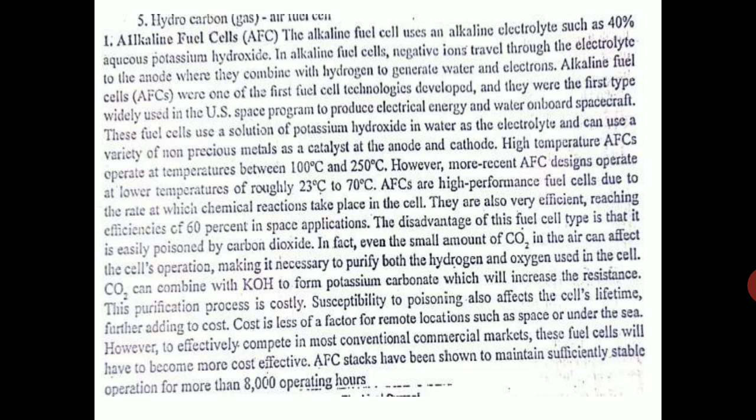However, to effectively compete in the most conventional commercial markets, these fuel cells will have to become more cost effective. As of now, the reason we don't find them in cars is that they are not cost effective. They are very expensive. I can give an example. If you are traveling by bus from Karwar to our college, 12 kilometers, you pay 25 rupees by diesel bus. If you travel by fuel cell bus, it will not cost 25 rupees. It will cost you 100 rupees, 3 to 4 times. So that is why they are not being used for public transport as of now.